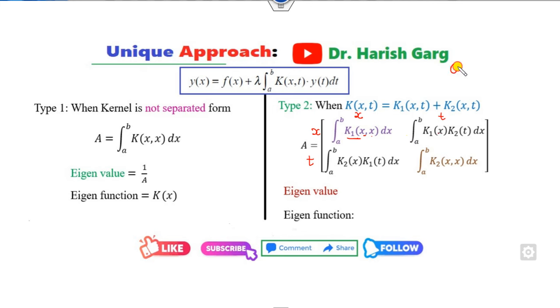This is my a12. The first function is my k1 of x, k2 of t. This is the A of 2, 1. The first function is always for the x, the second is for my t. And this is my A 2, 2, because it's the diagonal entry.